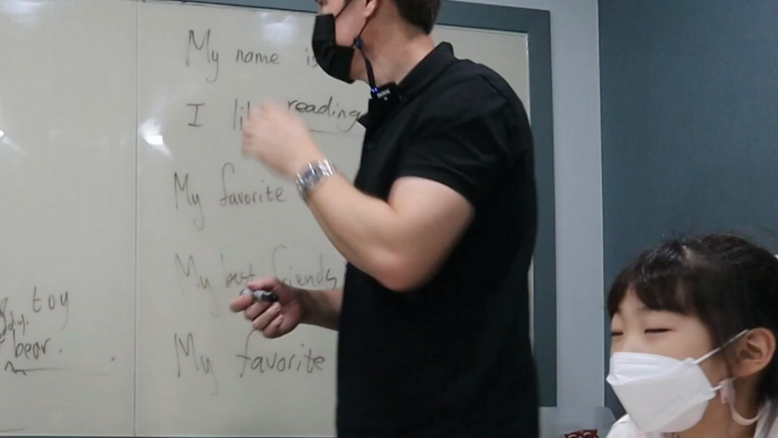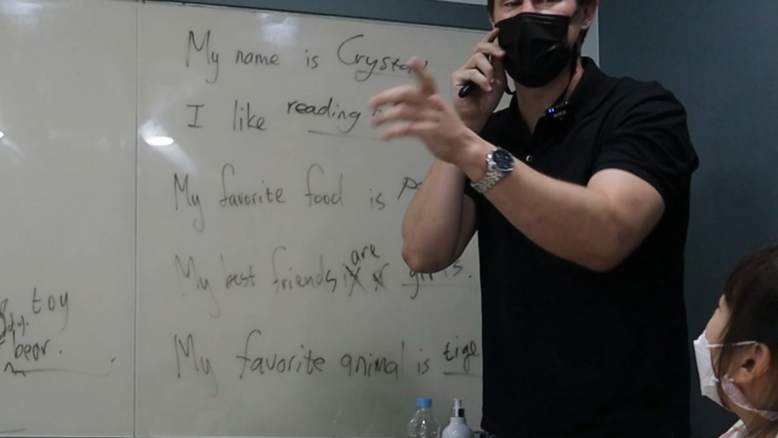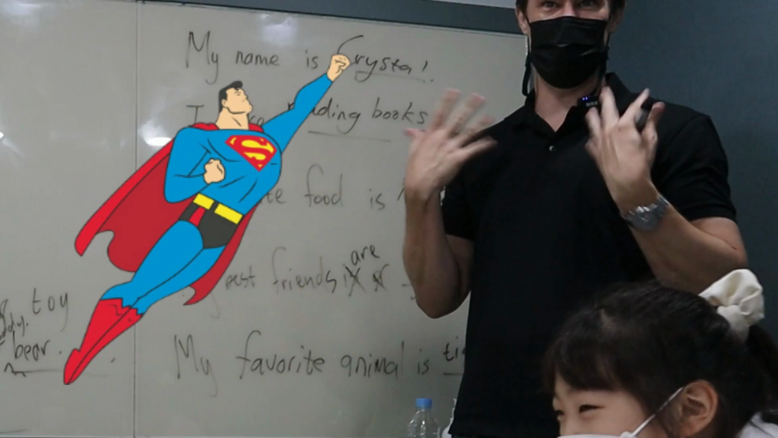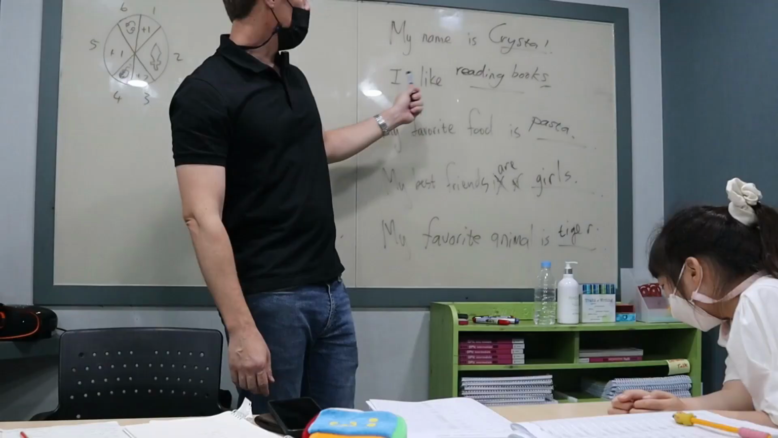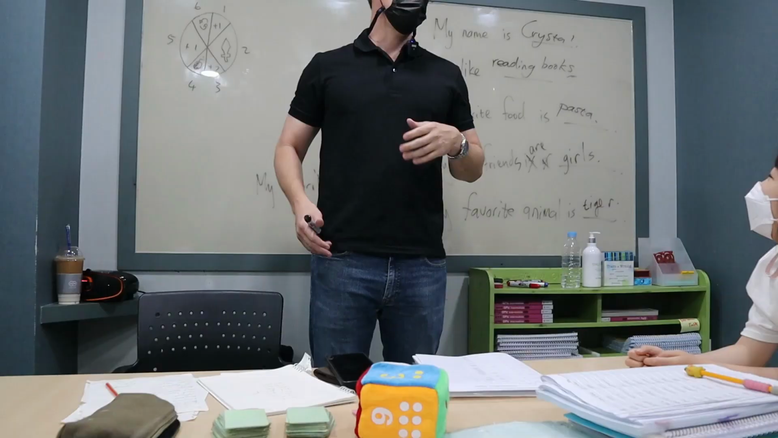If I ask you, what is your name? You have to lie. You have to say, my name is Superman. My name is Superman. I like reading books. No. I like swimming on the moon. Place students in pairs and they have to ask each other questions and the other person has to lie.